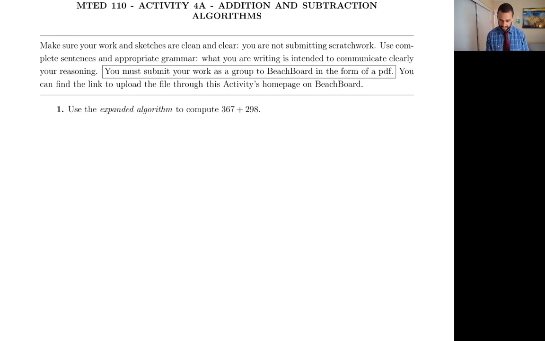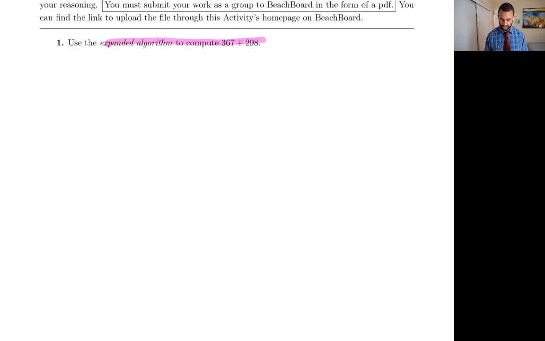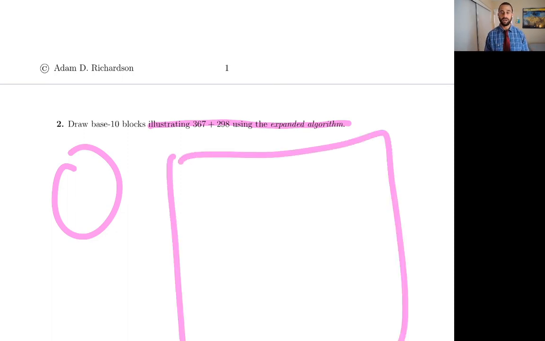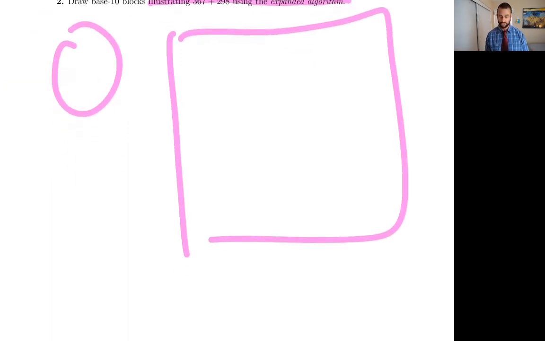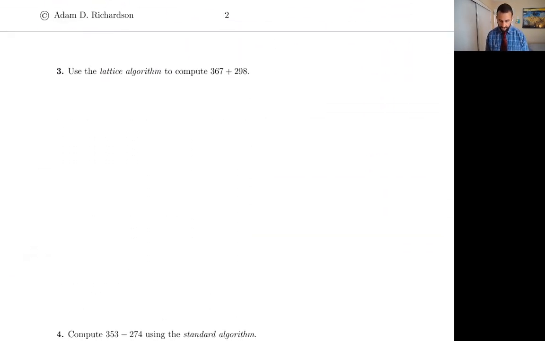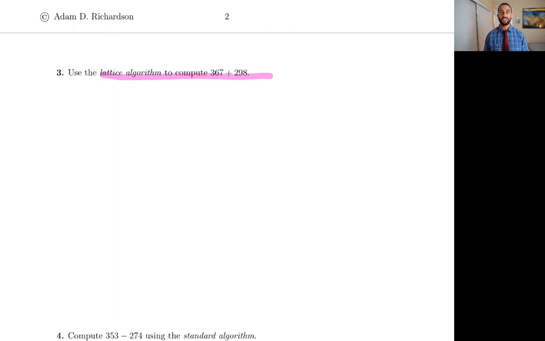So you're going to be using the expanded algorithm to compute addition. We did an example of that. Draw base 10 blocks illustrating this using the expanded algorithm. So show how the expanded algorithm can be modeled with base 10 blocks. Basically over here, you can do that addition, and then over here, draw the base 10 block representation of that operation going on. And you've got a whole page for that, so take as much space as you need. Use the lattice algorithm for addition to compute that.